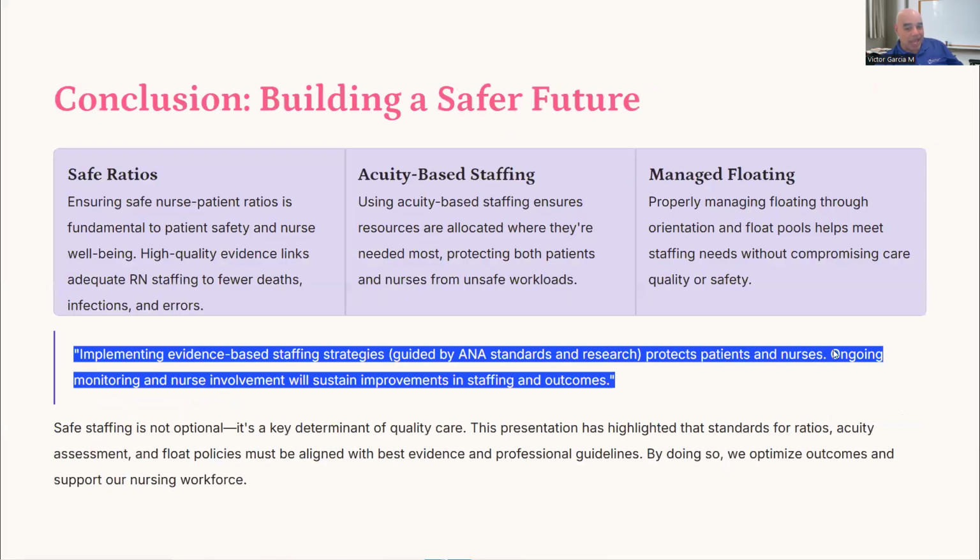Finally, in conclusion, safe staffing is essential to high-quality nursing practice. Nurse-patient ratios, acuity-based staffing, and well-managed floating contribute to safer outcomes. By implementing evidence-based strategies, the healthcare system can protect both patients and nurses.